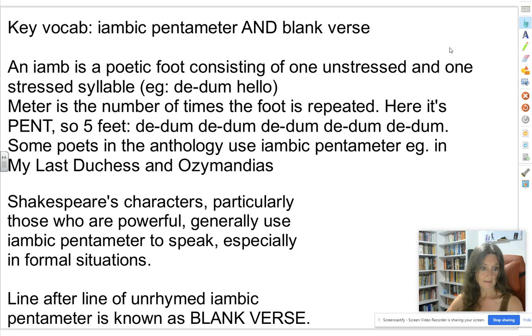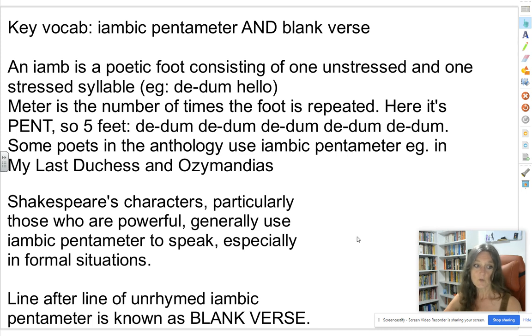Why is the iambic pentameter used? Well, Shakespeare's characters, particularly those who are powerful, tend to use the iambic pentameter to speak, especially in formal situations. And here's our second definition. If you get line after line after line of unrhymed iambic pentameter, this is known as blank verse. So it's verse because you've got that rhythm, but it's blank because there's not a single rhyme to be found in there.